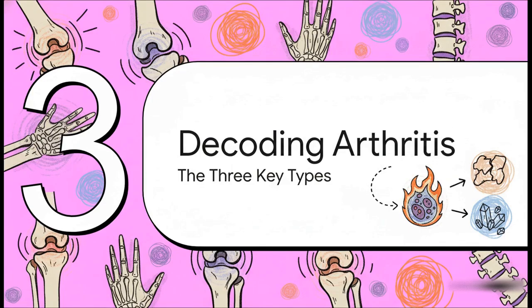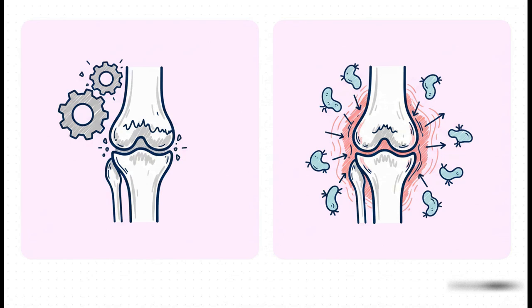All right, let's pivot to our third big topic, arthritis. Now, arthritis is a general term, and it's super important to know that not all arthritis is the same. We're going to break down the 3 key types you'll be tested on because their causes and their treatments are totally different. Let's start with the 2 big ones.